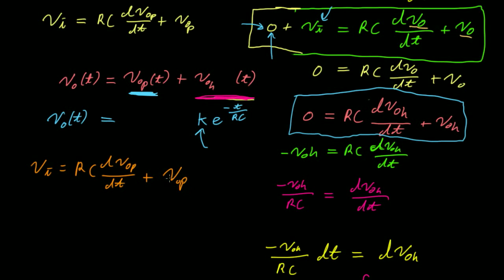A couple of things I want to say about this. The first thing is we only need one function. We only need to find one thing to set VOP equal to, such that it satisfies this relationship. We only have to find one function that satisfies this relationship, and that's going to be a valid particular solution for this differential equation.